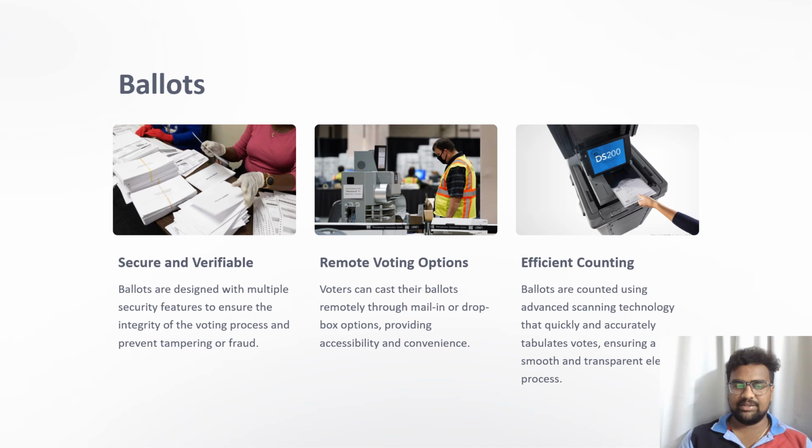Ballots: secure and verifiable. Ballots are designed with multiple security features to ensure the integrity of the voting process and prevent tampering or fraud. Remote voting options: voters can cast their ballots remotely through mail-in or drop box options, providing accessibility and convenience. Efficient counting: ballots are counted using advanced scanning technology that quickly and accurately tabulates votes, ensuring a smooth and transparent process.